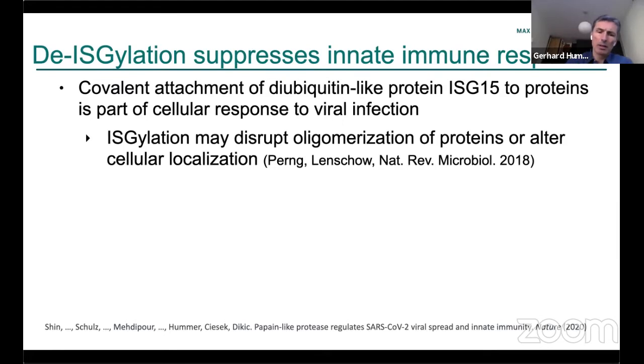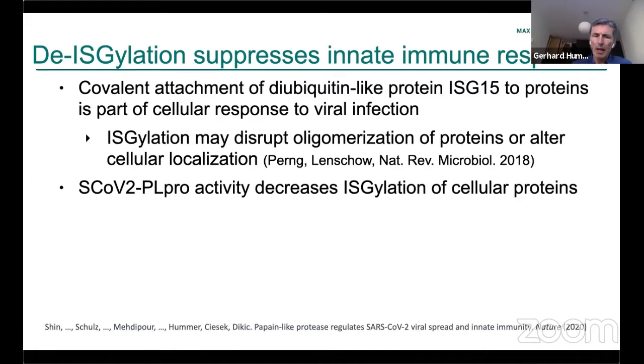We know from many years of viral studies that infected cells often activate this ISG15 production, and they attach ISG15, a diubiquitin-like molecule, covalently to many proteins of the cell, as well as to the proteins produced from the viral genome directly. But it's actually not very well understood what exactly this does. And there's a number of theories out there for what ISG15 modifications do. They could alter the oligomerization states of proteins, or also modify cellular localization of these proteins.